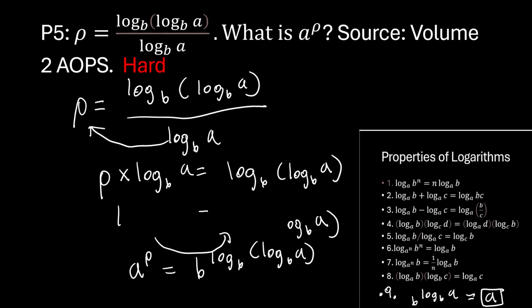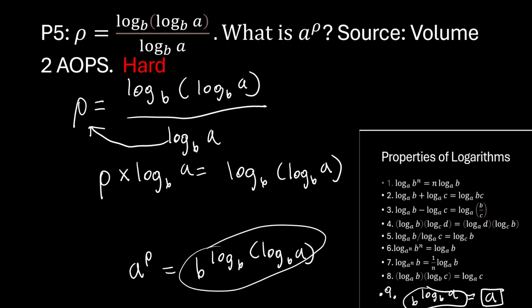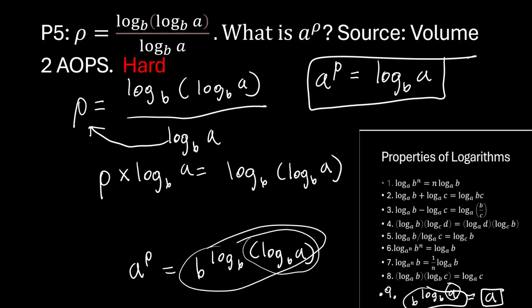Let me erase to make some more space. And so this is where property 9 comes in handy. We can see that property 9 looks just like this, except instead of a here, we have log base b of a. So if we use property 9, we get a to the power of p is equal to log base b of a. And that's our answer.